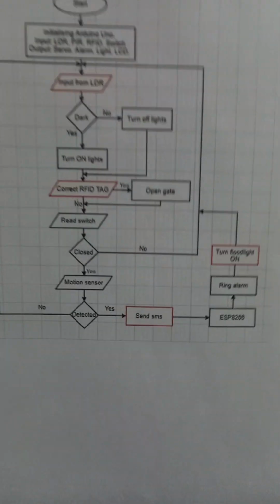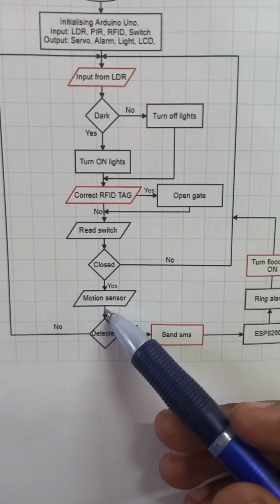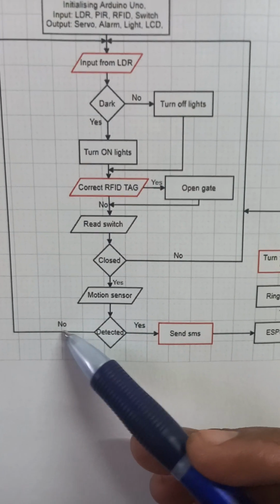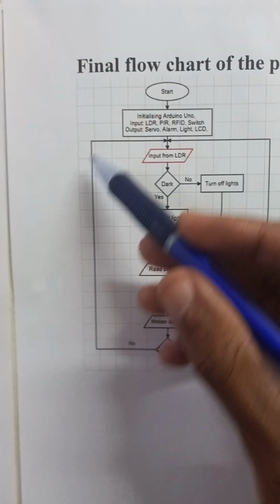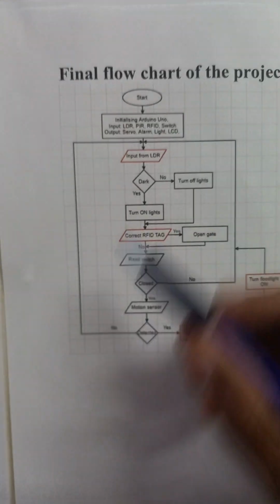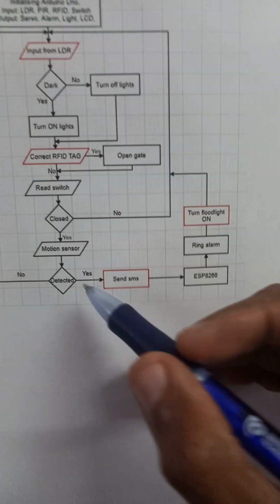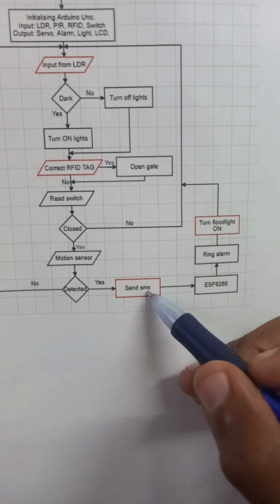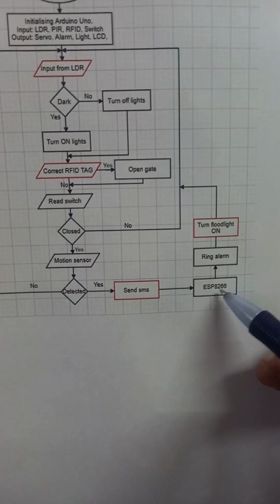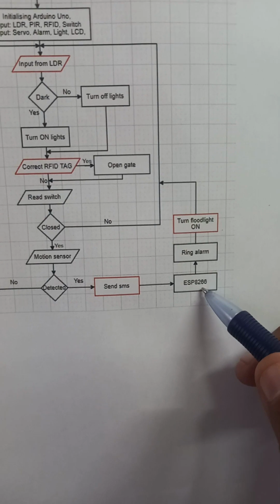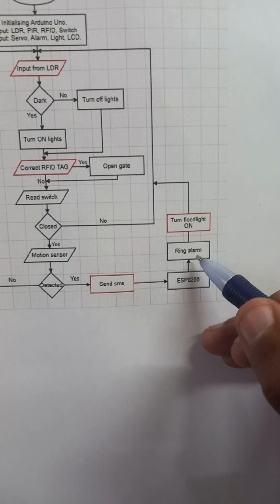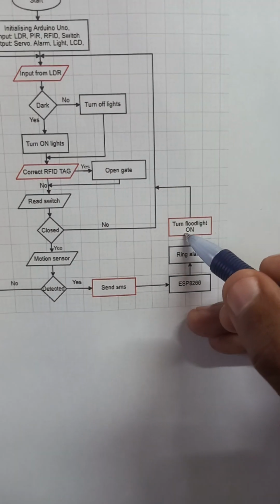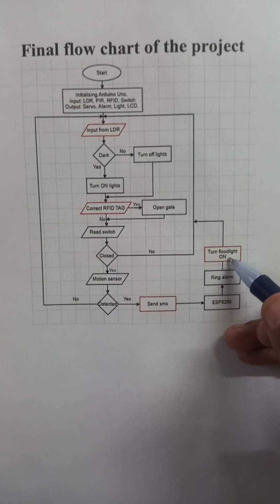So now, if there is no motion detected, we are going back again to the start. We are going to read the other states. But if there is an intruder, the SMS should be sent to the owner. All data should be sent to ESP8266. The alarm must be rang. The floodlight must turn on.